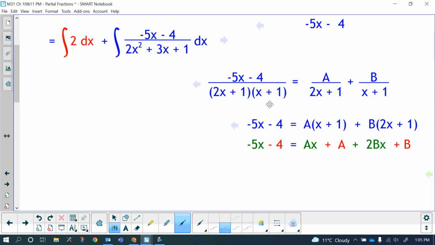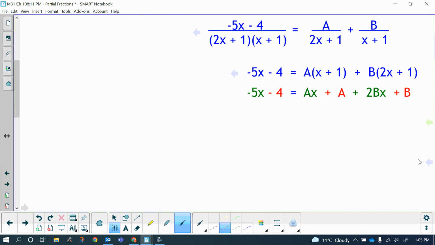I have linear terms and constant terms on each side of the equation. So with my linear terms, I'll have the negative 5 on the left, and on the right, a plus 2b. So again, I'm ignoring the x's, just equating the coefficients. And then similarly, the constant on the left is a negative 4. On the right, I have an a plus b. So we have a little bit more complex linear system for us to solve here, but it's really not bad.